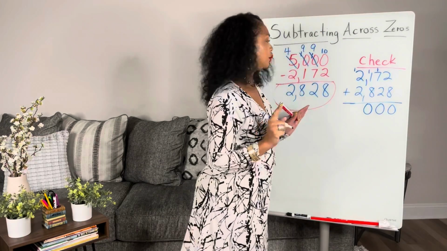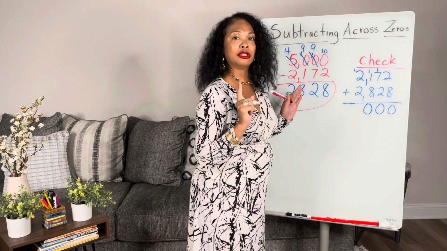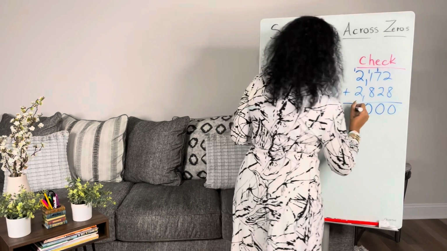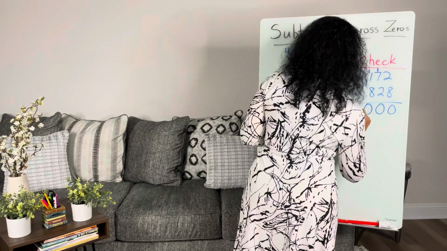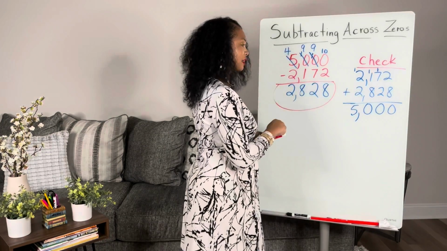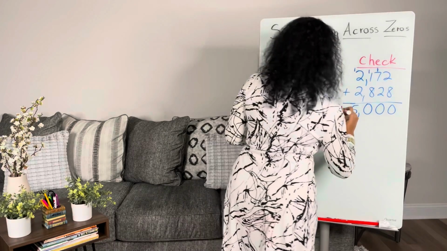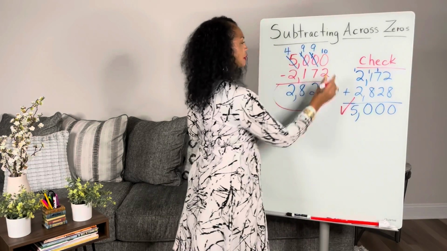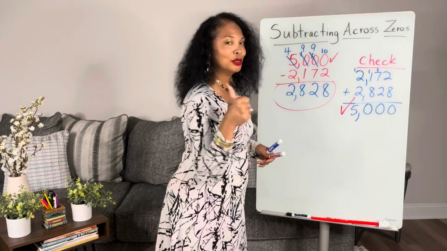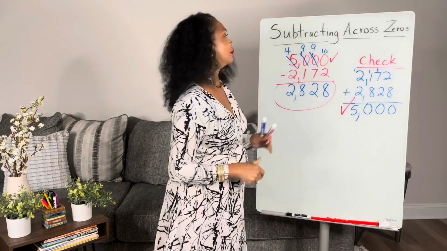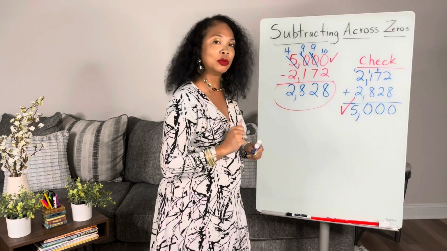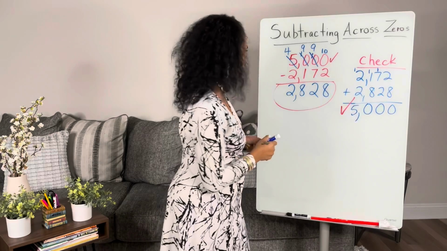1 plus 2 equals 3, and 3 plus 2 equals 5. Did we get that answer right? Do these two numbers equal 5,000? You are absolutely right. 5,000 here, 5,000 here. That is our check. So you got it. You subtracted across zeros. Shall we do one more? Let's just do one more.